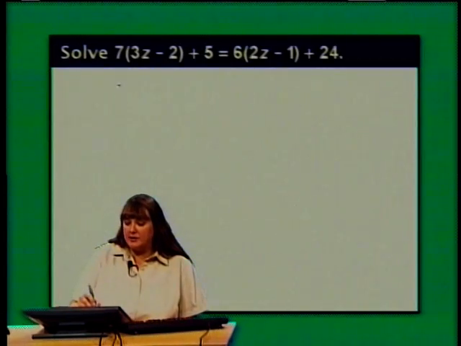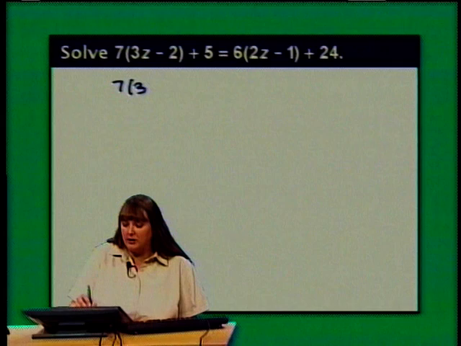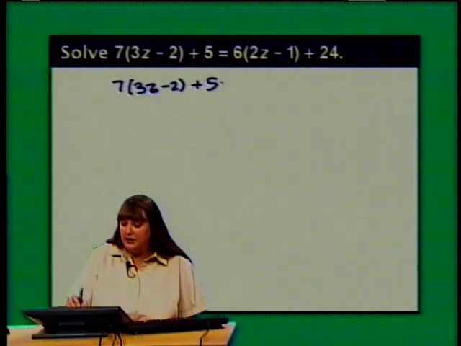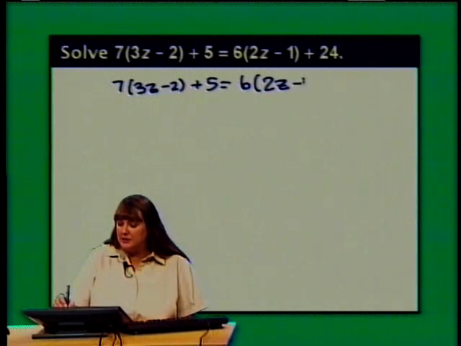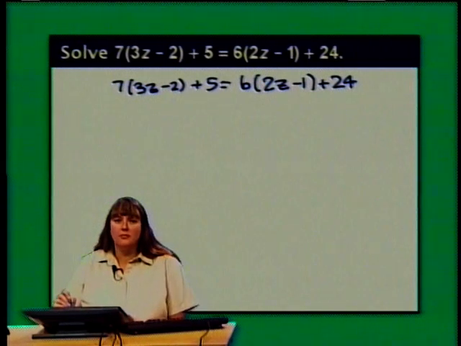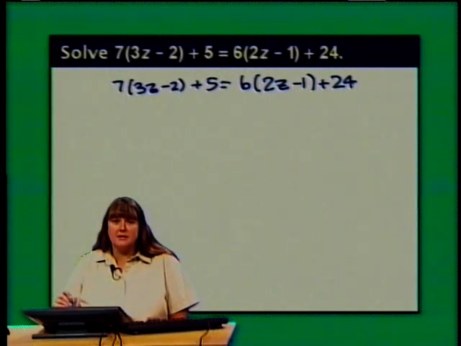Now let's say I want to solve 7 times the quantity 3z minus 2 plus 5 equals 6 times the quantity 2z minus 1 plus 24. The first thing I would do to simplify this equation is distribute the 7 through the parentheses on the left-hand side and distribute the 6 through the parentheses on the right-hand side.